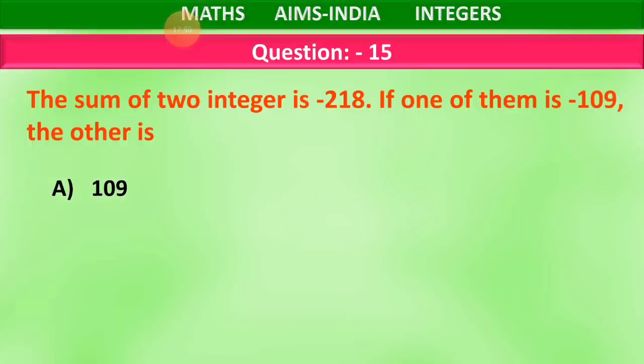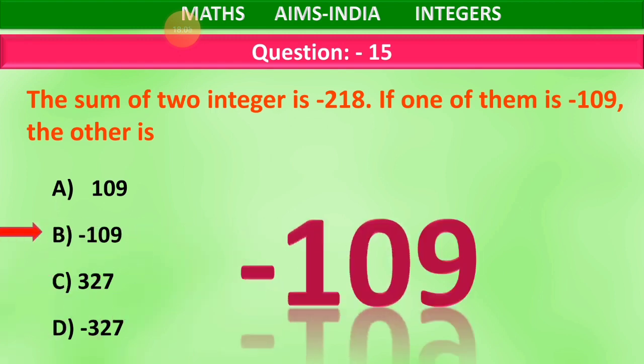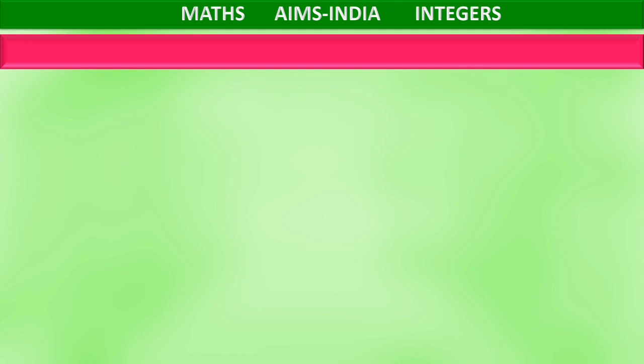Let us look at the options now. Option A 109, option B minus 109, option C 327, option D minus 327. So the correct answer is option B minus 109. Clear, class? The next is question number 16.